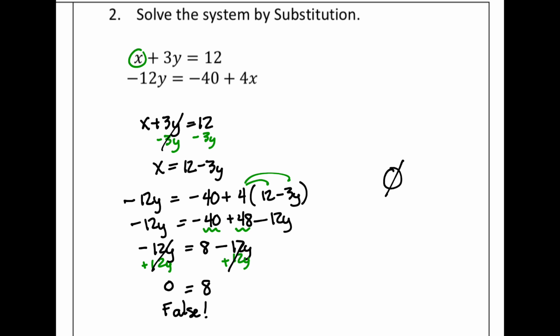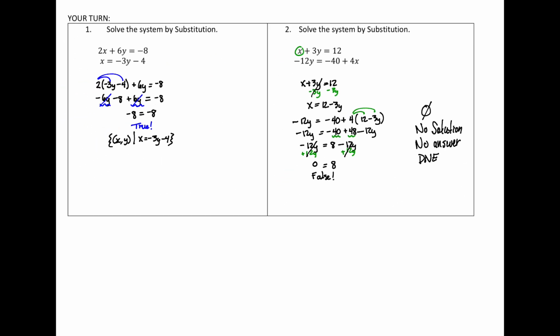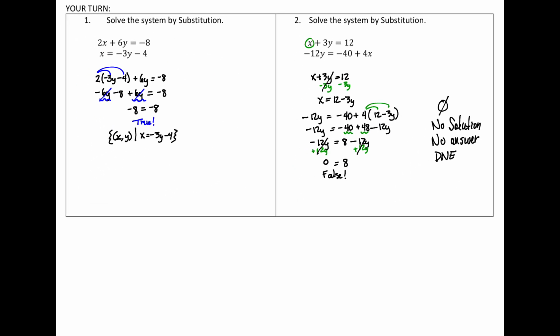You can write it this way. You can write actually no solution. You can say no answer. You can say, what else? DNE. But the idea is they don't cross. They will never cross. So you never have a solution. That means these two lines are parallel. And because this has an infinite number of solutions, they are the same line.